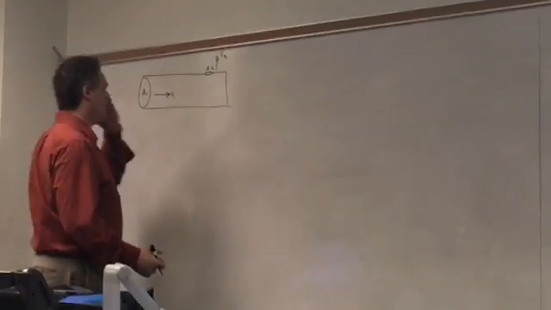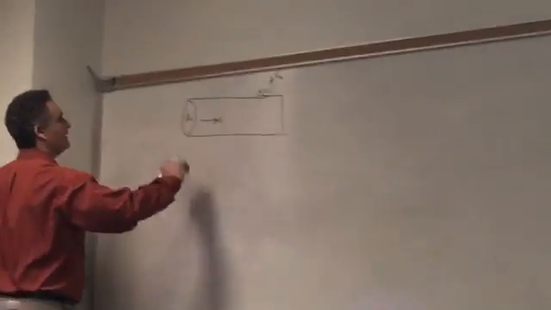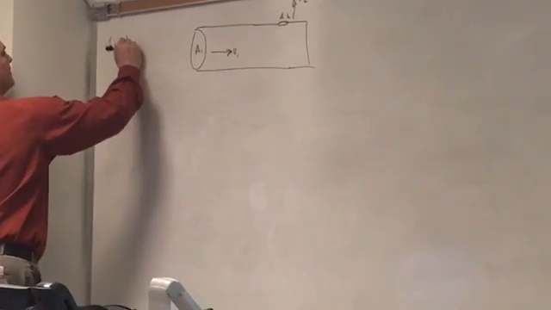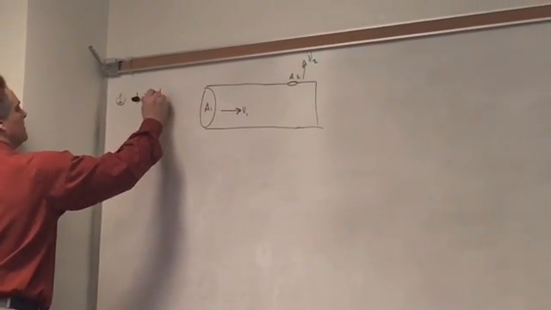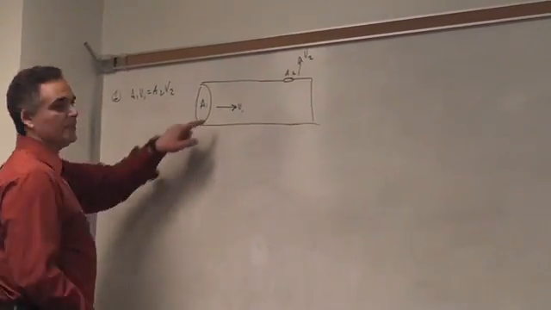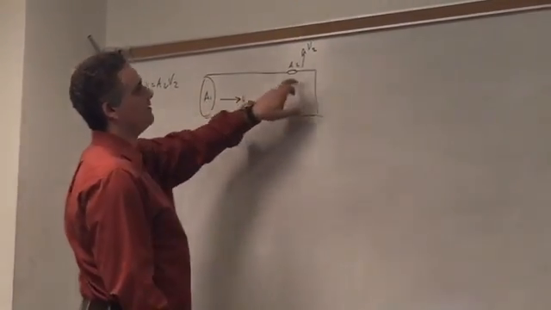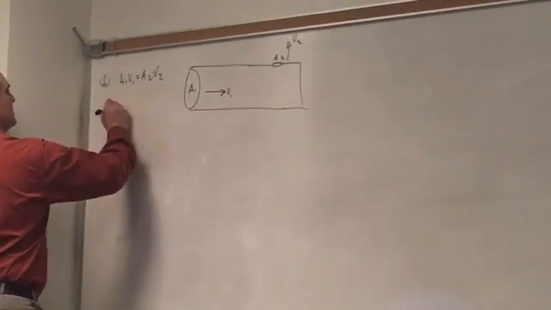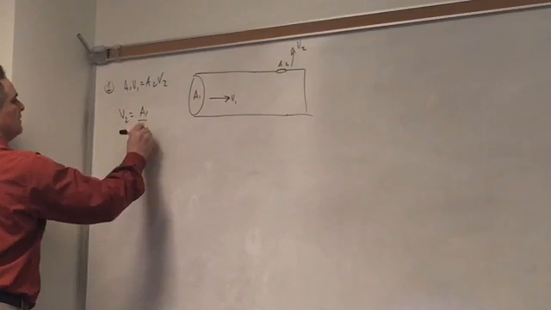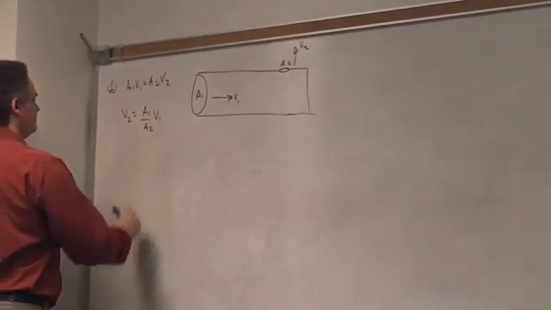So we start with the continuity equation. When we do a problem like this, we're going to start first with the continuity equation. So we have A1 V1 equals A2 V2, okay? We know the initial speed, we know the areas, so therefore we can find the final speed. So that means V2 is going to be A1 over A2 times V1.